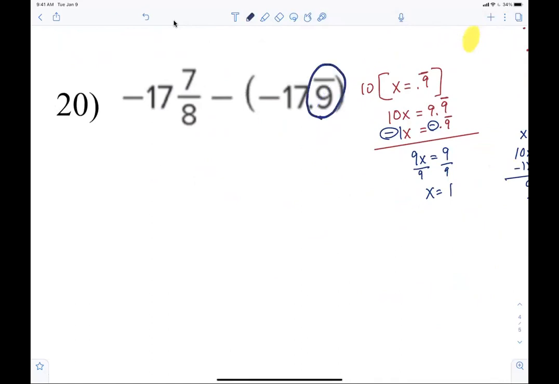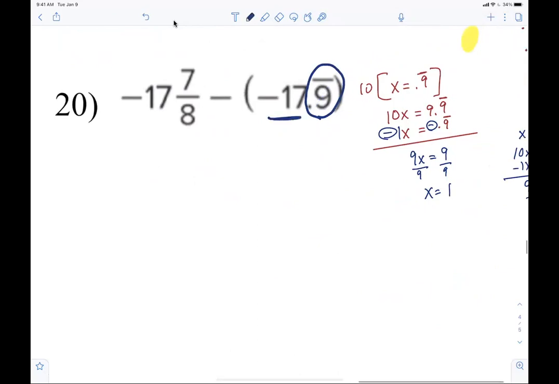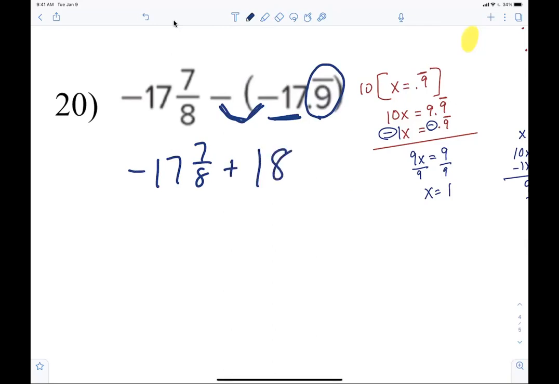It equals 1. So this altogether would be what? 18. That's correct. So I have negative 17 and 7/8. Two negatives make a what? Let him answer. All right, so now what's that answer? Everybody should be able to look at that and say, obviously the answer is what, Aiden? 1 and 1/8.